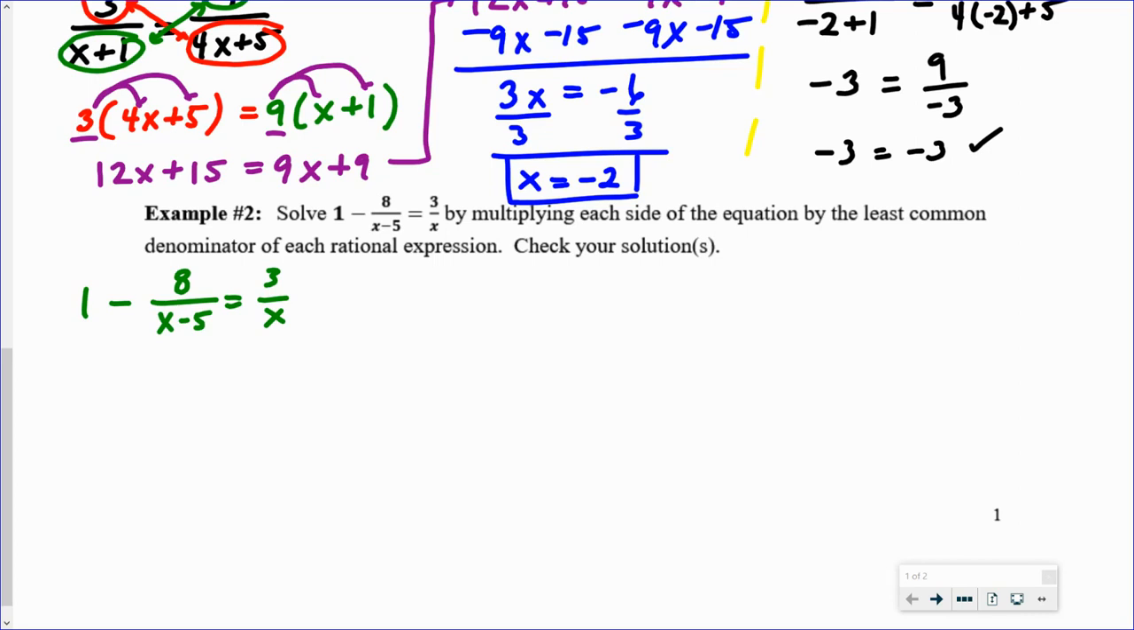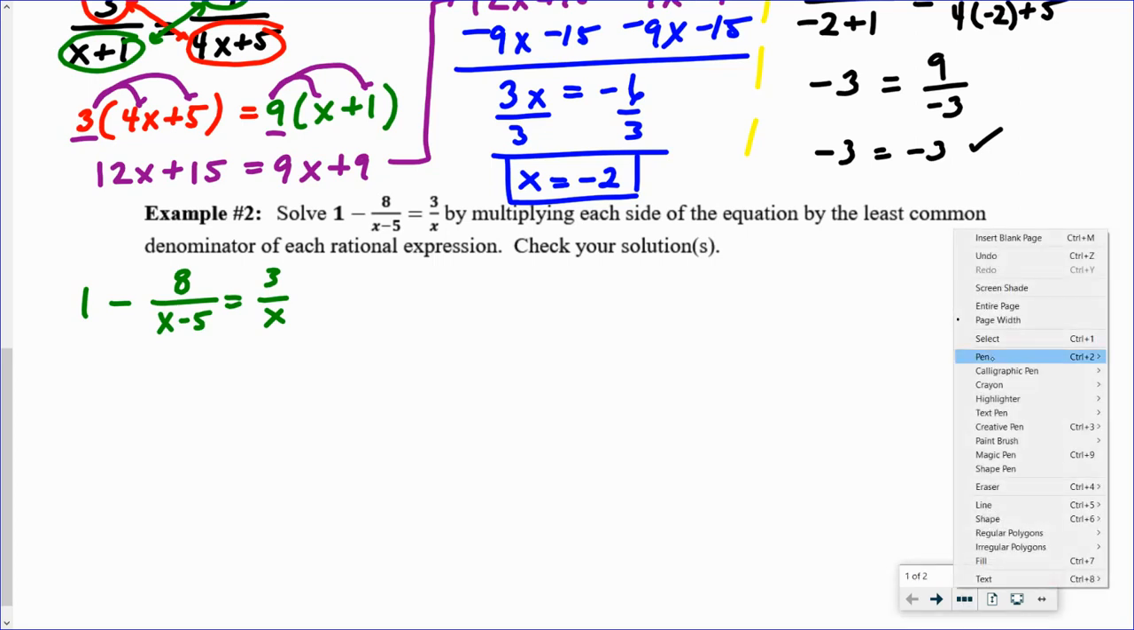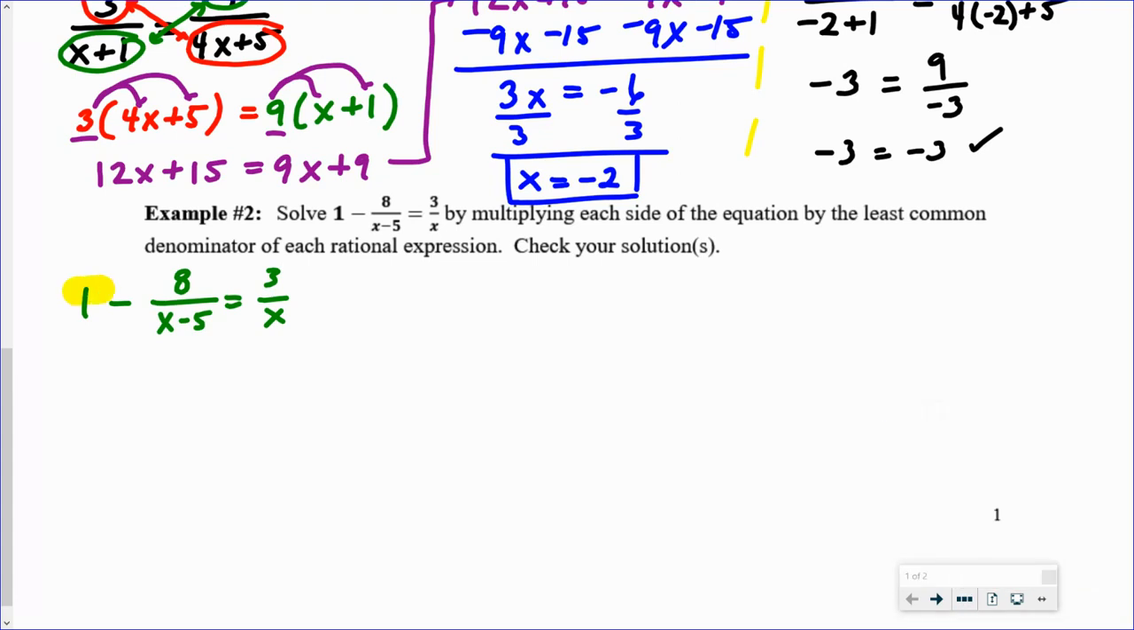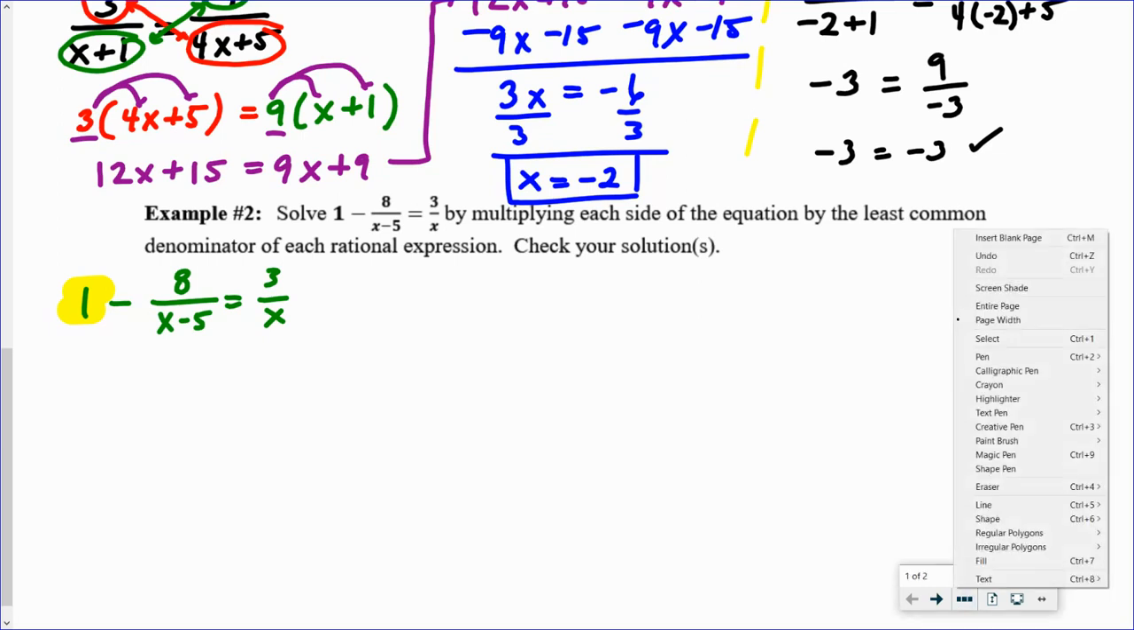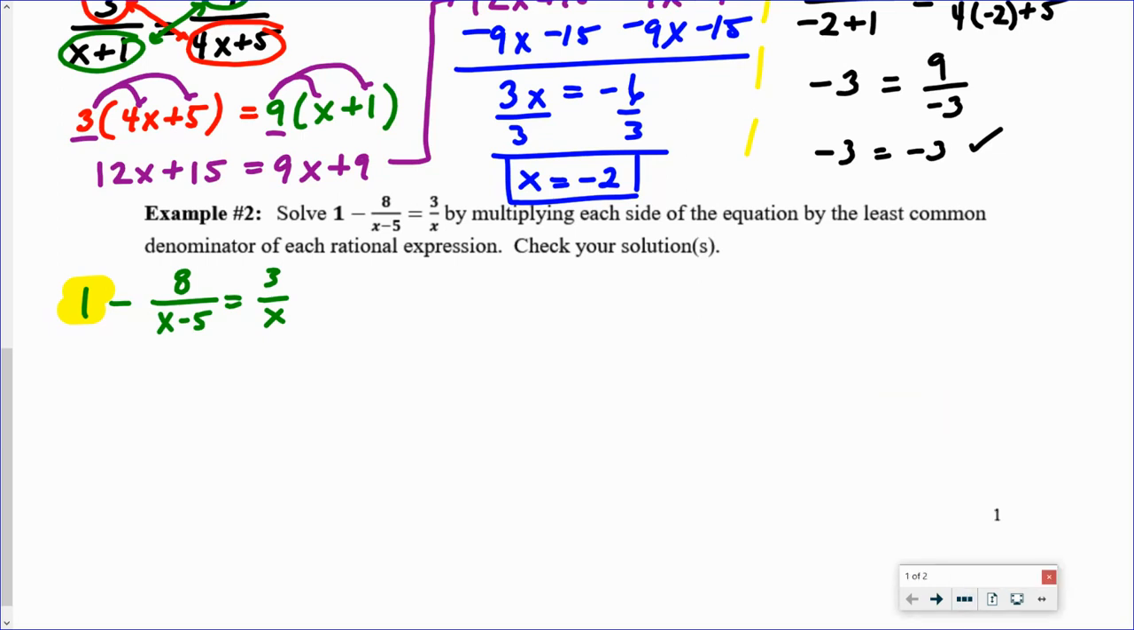Okay, and again, we can't use cross multiplication here because that's not a proportion. We have this additional term, just a 1 kind of kicking around over here. So unfortunately, we're not going to be able to cross multiply in this situation. So here is what we are going to do instead.